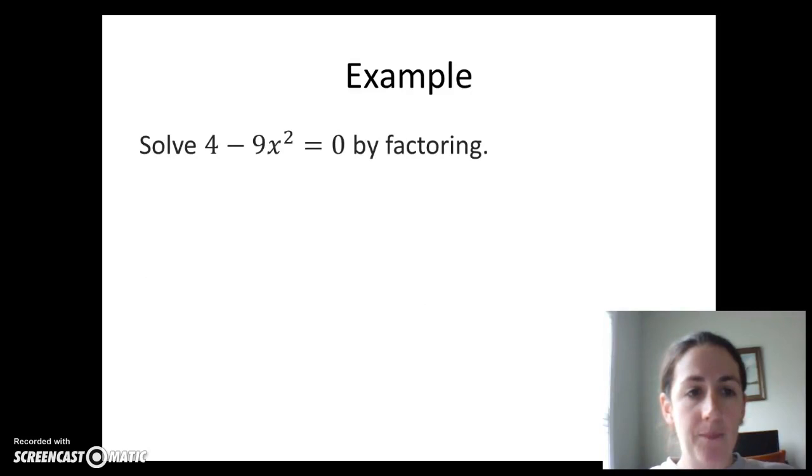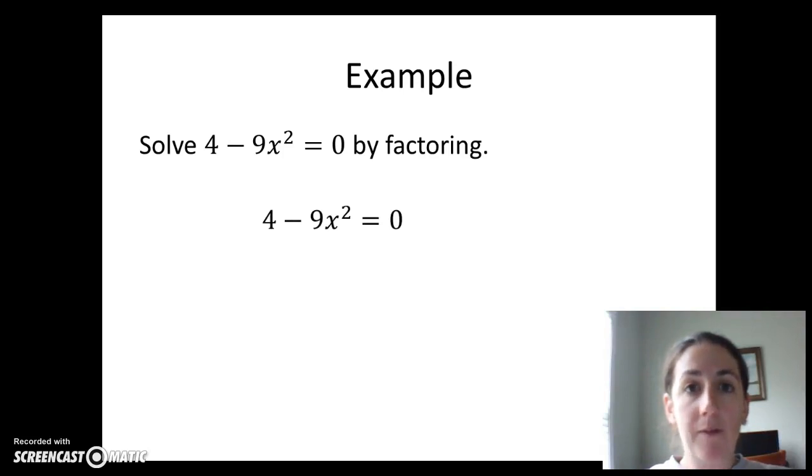So, for example, 4 minus 9x squared equals 0. We're going to solve that by factoring. Well, as you can see, everything is on one side of the equal sign and 0 is on the other. Now this is a special case because there is no x term, so if you wanted to write it in general form, then you would have negative 9x squared plus 0x plus 4. But that seems like a lot of extra work. So we are going to solve this by factoring.